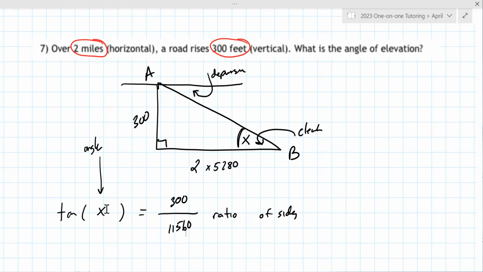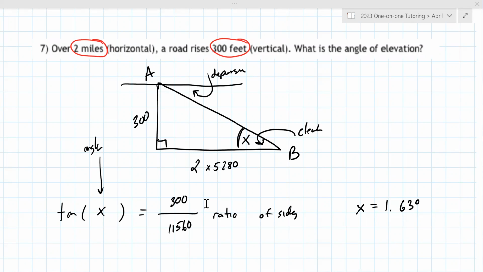So whenever you're ready, give me that rounded to 2 decimal places, please. 1.49. We are off here, and we're off by enough that I'm not sure. I put inverse tangent of 300 over 11,560. I'm not saying you did anything wrong. I'm just like, this is bothersome here.